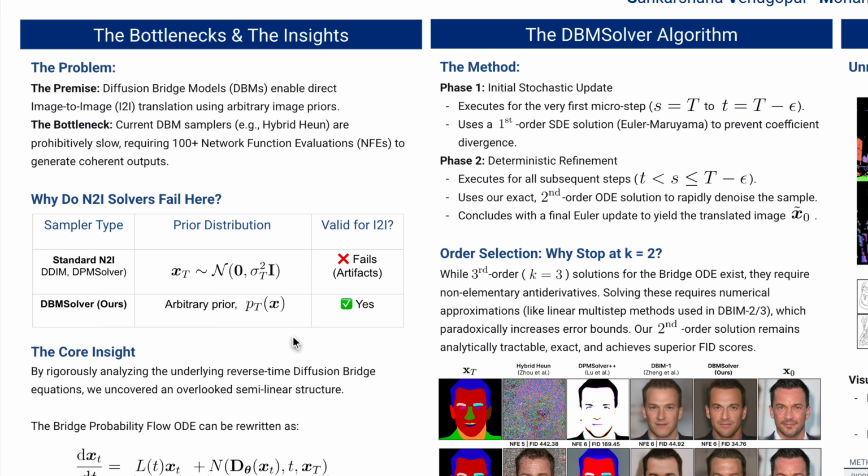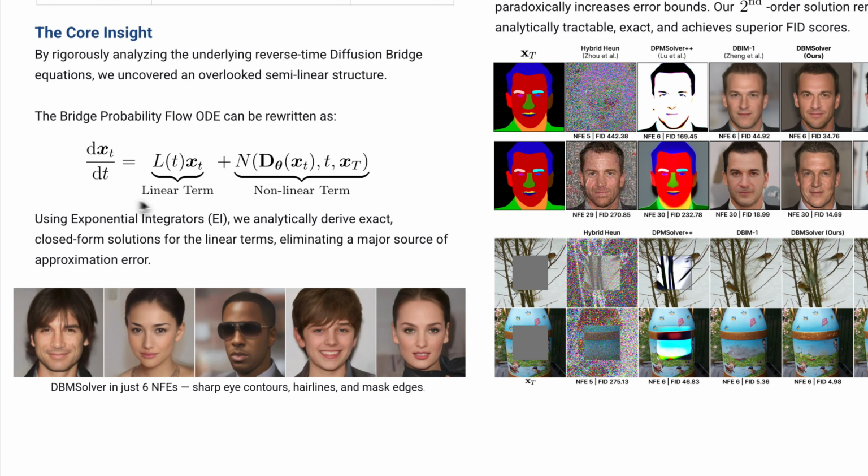So what is our core insight then? We went back to the math, and looking closely at it, especially the reverse-time bridge equations, we uncovered something prior work overlooked, a semilinear structure. The dynamics split into a linear term in the current image plus a nonlinear term driven by the network's prediction. That's the key. Using exponential integrators, we solve the linear term exactly in closed form, eliminating a major source of approximation error. We only ever approximate the nonlinear part.